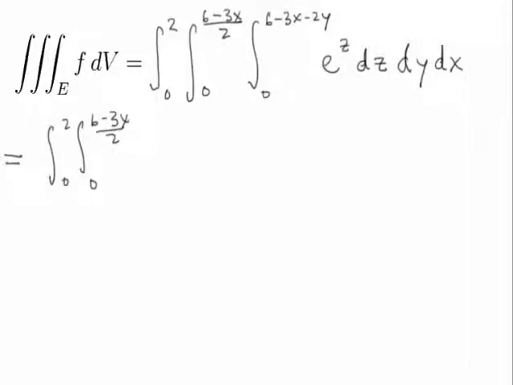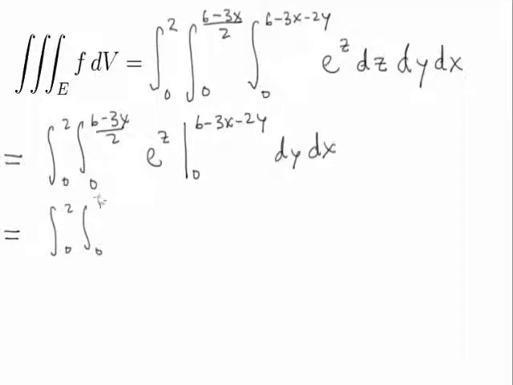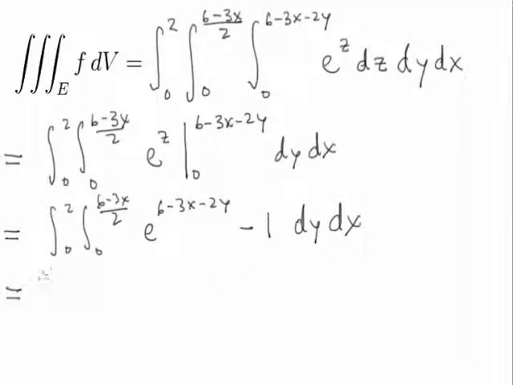And then we have the antiderivative of e to the z is e to the z, and that's evaluated from 0 to 6 minus 3x minus 2y, dy dx. Okay, so then we get these two integrals, and we're going to get e to the 6 minus 3x minus 2y, and then minus e to the 0, which is 1, dy dx.